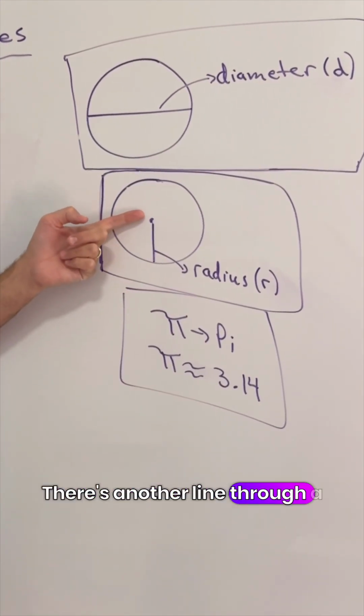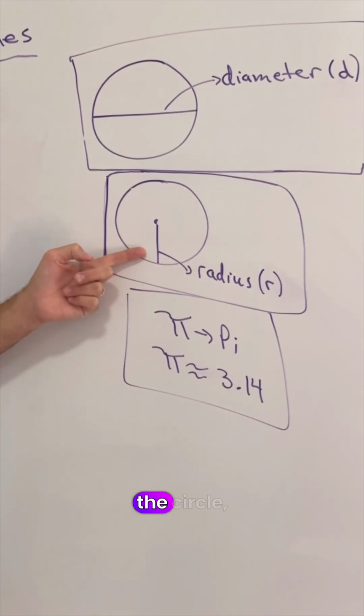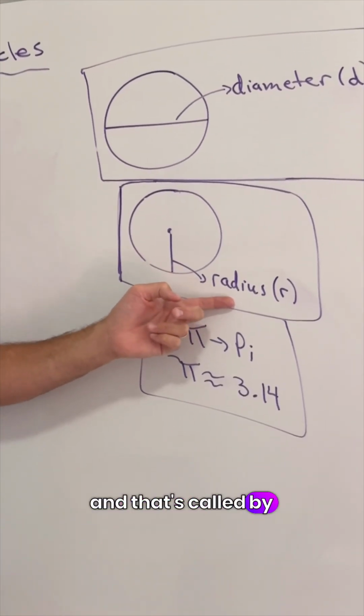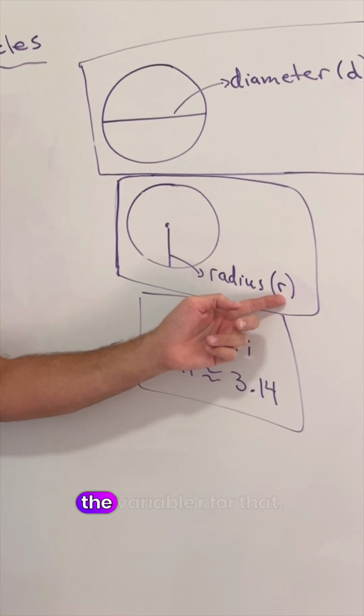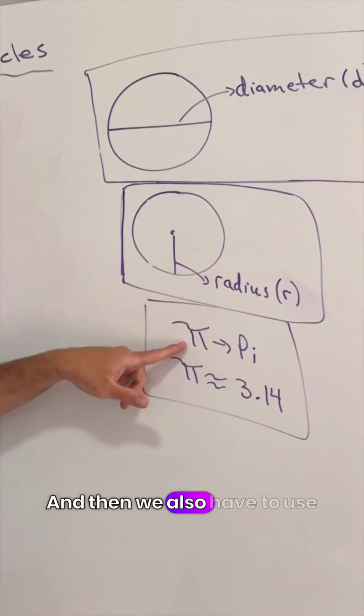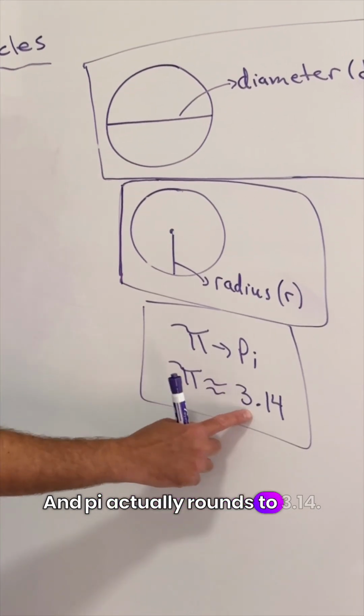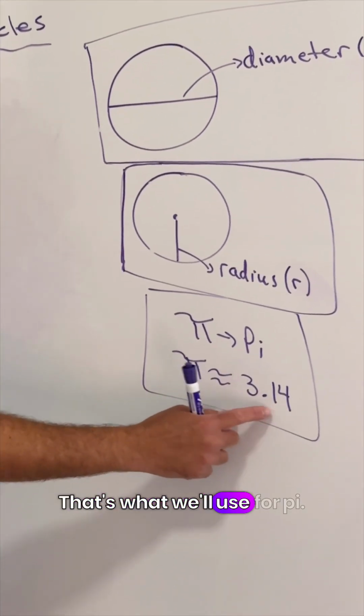There's another line through a circle, but it only goes halfway through the circle, from the center of the circle to any point on the edge of the circle, and that's called my radius, and we'll use the variable r for that. And then we also have to use this guy pi, and pi actually rounds to 3.14, and that's what we'll use for pi.